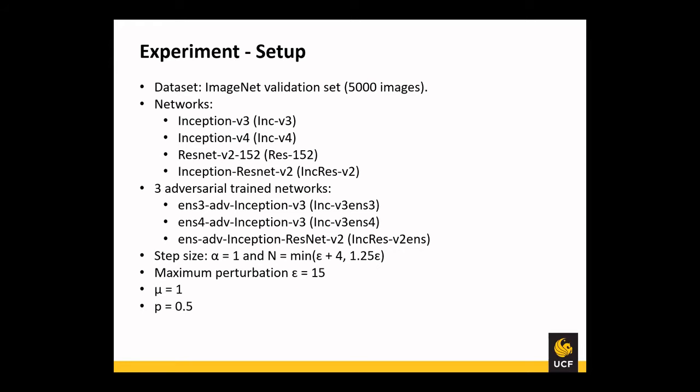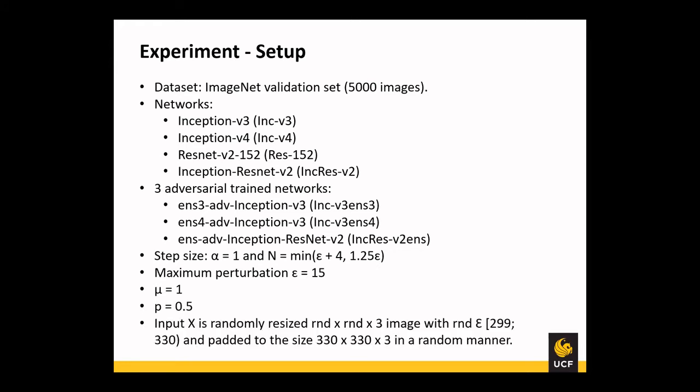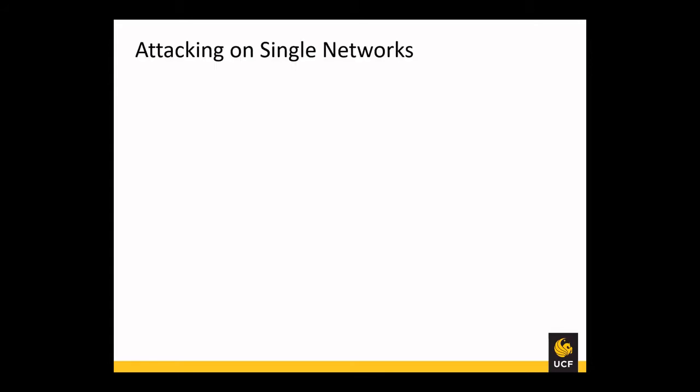Next, they set mu equal to 1, probability to 0.5, and then they applied random resizing to all the images and padded them up to 330 by 330 by 3 in a random manner before using those images as their inputs. So now let us look at how the attacking on a single network worked out for them.